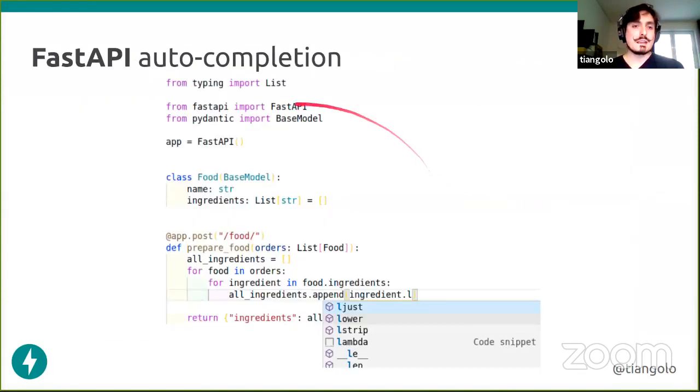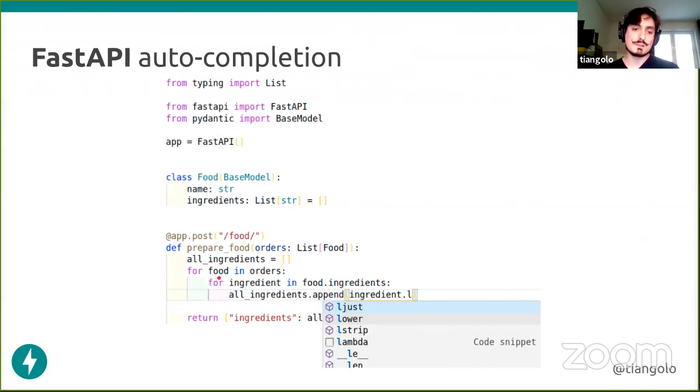Now, FastAPI is all based around auto-completion. And because you are using standard Python type annotations, like this one and like this one, you will get completion everywhere, even for deeply nested data structures. So here we are saying that this orders thing should be a list that should contain JSON objects or JSON dictionaries that will have a name. And inside of them, there should be ingredients that should be a list of strings. So this is a very deeply nested data structure.